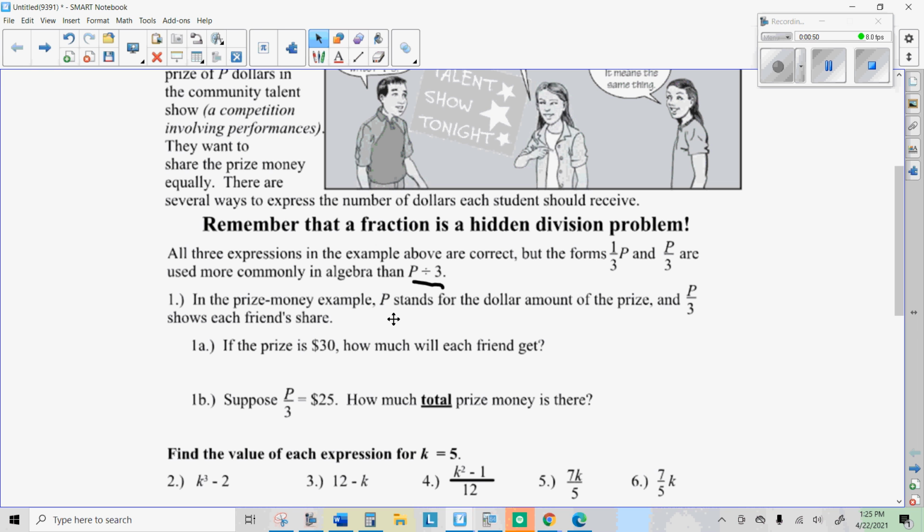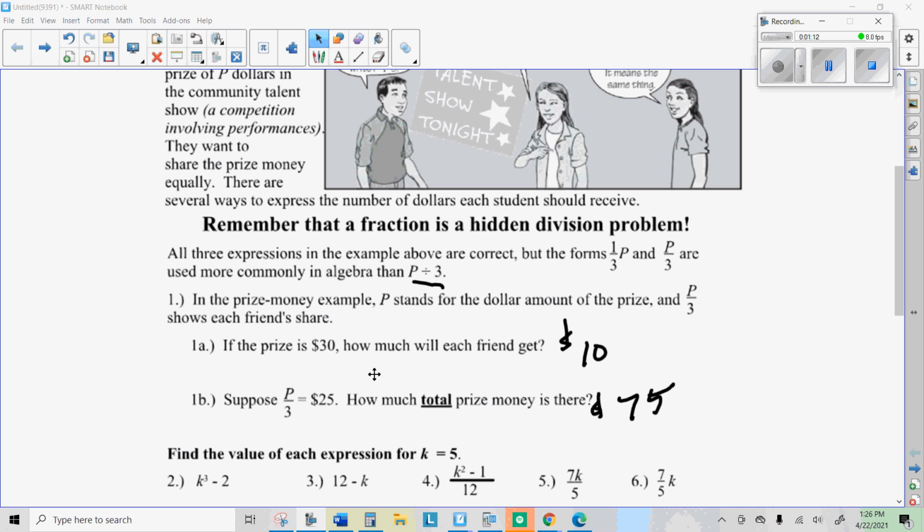All right, in the prize money example, P stands for the dollar amount of the prize, and P divided by 3 shows each friend's share from the cartoon. So split the amount into 3 parts. If the prize is 30, how much will each get? Go ahead and answer these two questions, see what you get for those.